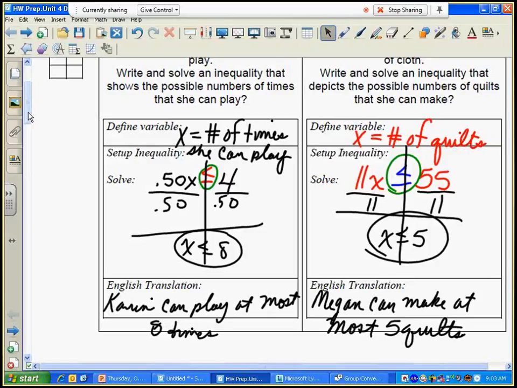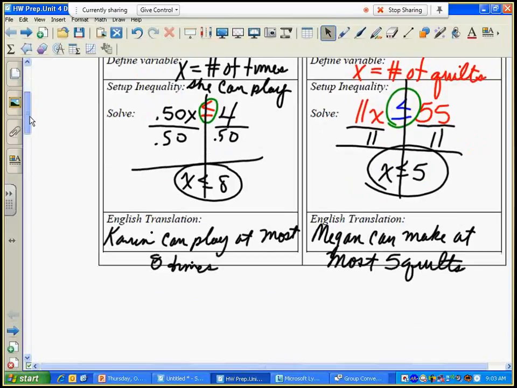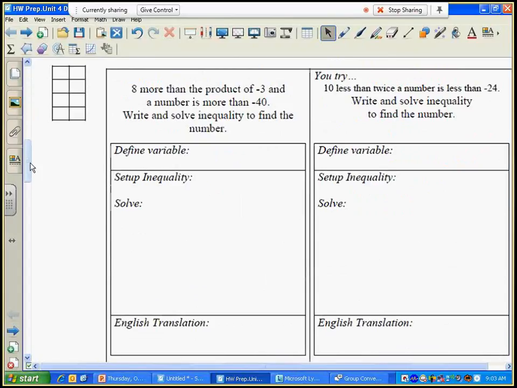Okay. Let's go to the second row. Once again, remember, don't copy down these problems. Just copy down the work. Okay, we are right here on that second row of problems. 8 more than the product of -3 and a number is more than -40. Write and solve an inequality to find the number. Okay, look for your question mark, find the word find. They're asking us to find the number. So X is just the number.